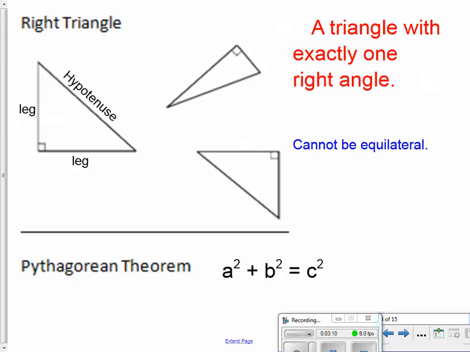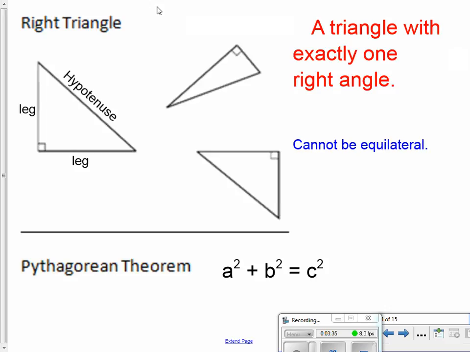Right triangles. Any triangle that has exactly 1 right angle would be called a right triangle. Now again, you can't have any more. You can't have 2 right angles. That would be too big of a figure. You can't have any less. If there's no right angles, it's no longer a right triangle. So this one has nothing to do with the sides. It's just saying based on there's 1 angle that is a right angle, 90 degrees, so we call it a right triangle.